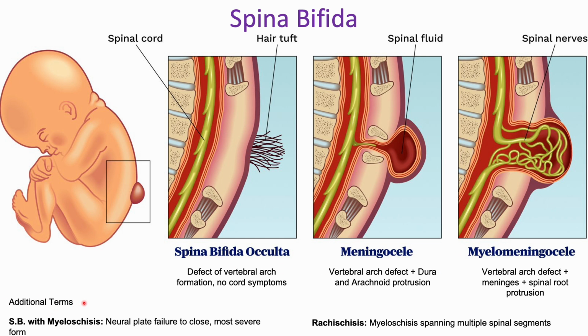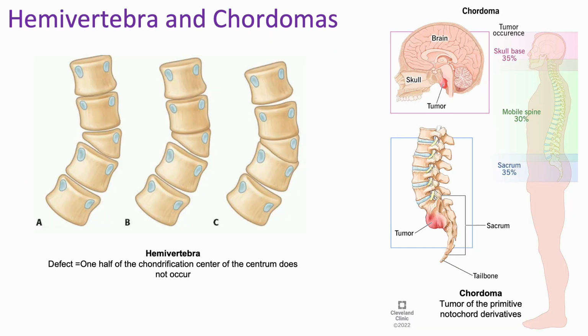Now, some additional terms that you might see: spina bifida with myeloschisis. This is actual failure of the neural plate to close, and this is spina bifida in its most severe form, and it's always associated with nervous defects. If this expands across multiple spinal segments, we'll call that rachischisis. And so that's just myeloschisis spanning multiple spinal segments. And that's kind of a brief overview of spina bifida.